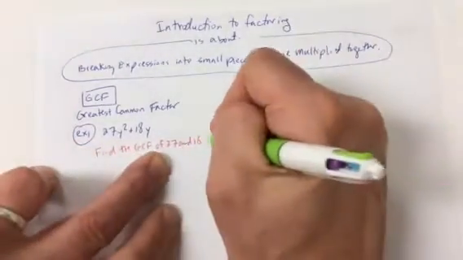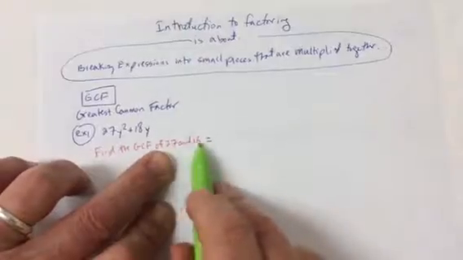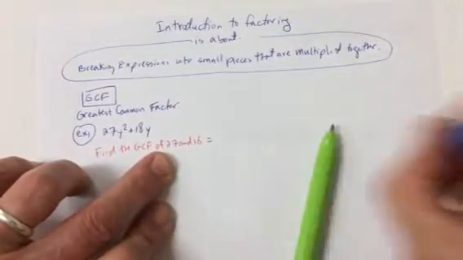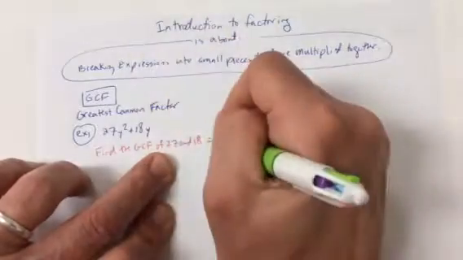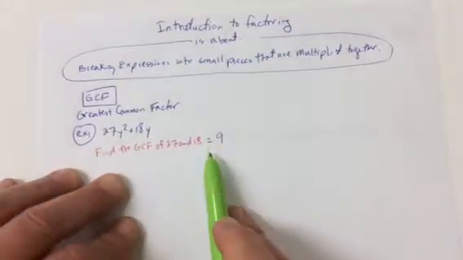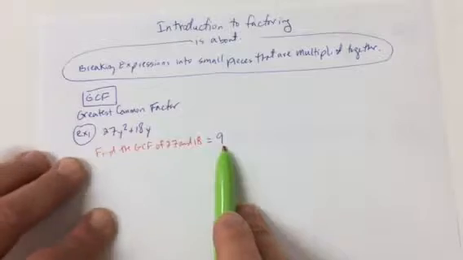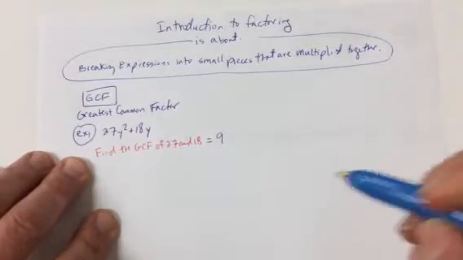And when we do this, the greatest common factor: 3 goes into both of them, but 3 isn't the biggest. The biggest number that goes into both of them is 9. So the greatest common factor coefficient, the regular number part, is 9. Now let's look at the variables.